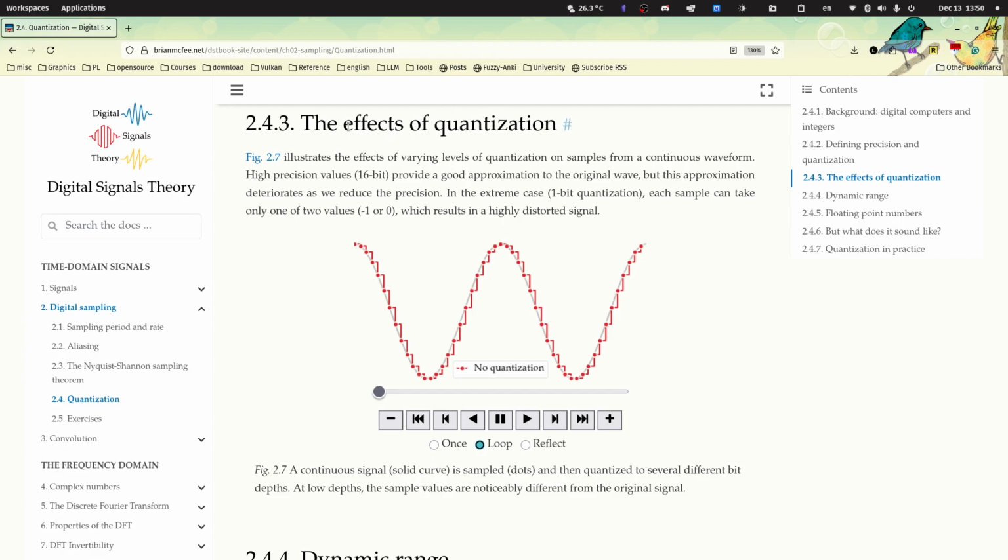The effect of quantization. High precision values provide a good approximation of the original wave. With no quantization or 16 bits, you almost cannot see the difference. 8-bit is a bit worse, 4 bits is significantly worse, 2 bits is just like stairs now, and 1 bit just becomes like this.